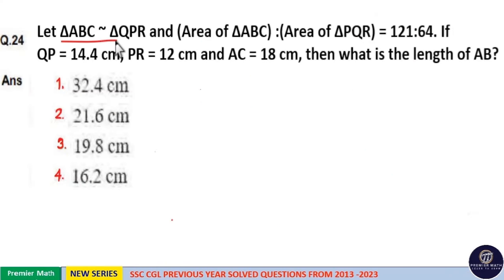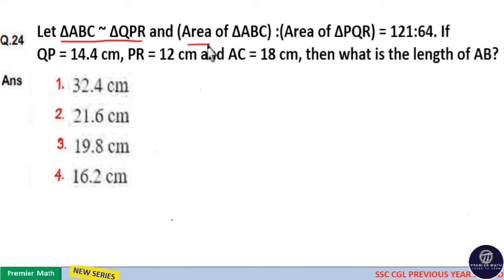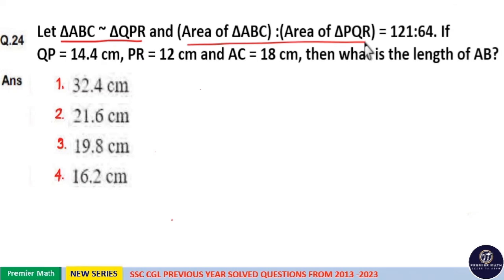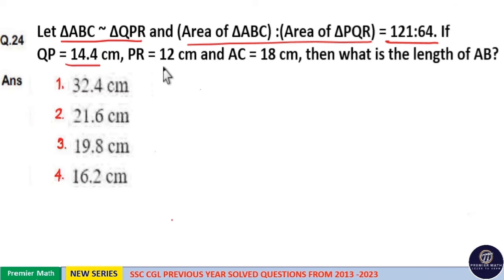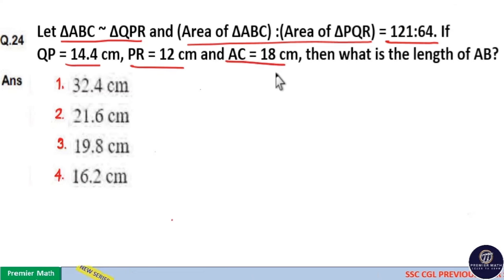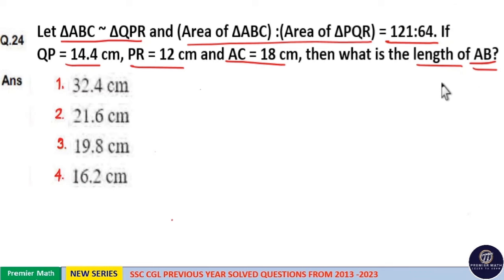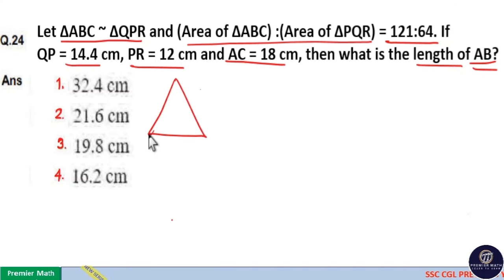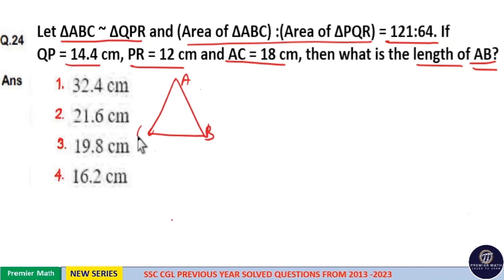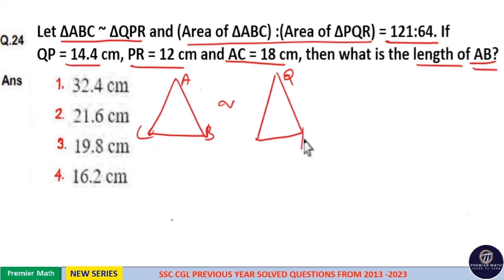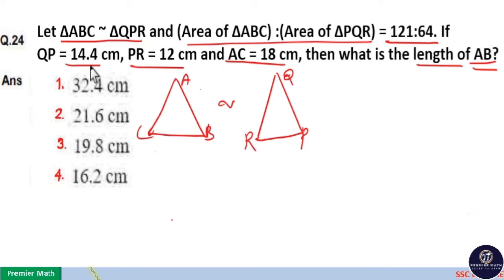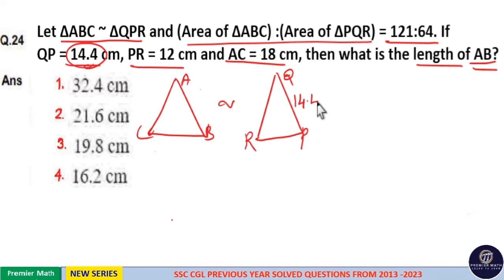Let triangle ABC be similar to triangle QPR, and the area of triangle ABC is to the area of triangle PQR as 121 is to 64. If QP is 14.4, PR is 12 and AC is 18, then what is the length of AB? Here triangle ABC is similar to triangle QPR. Now QP is 14.4, PR is 12 and AC is 18.